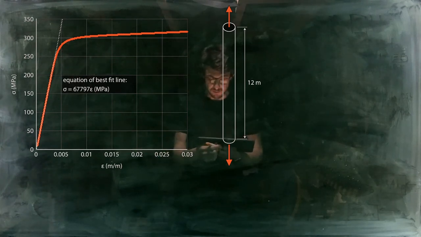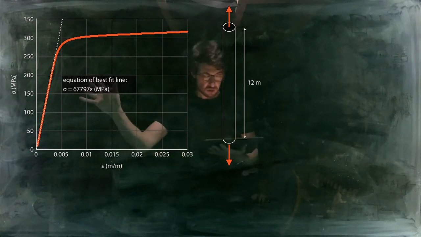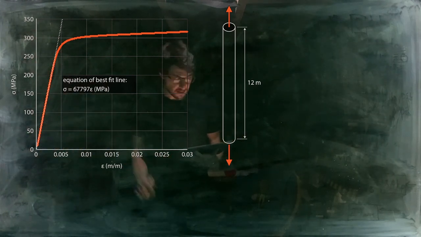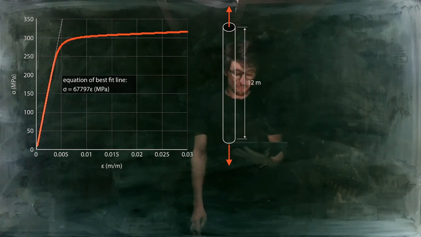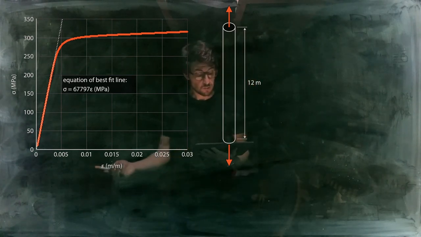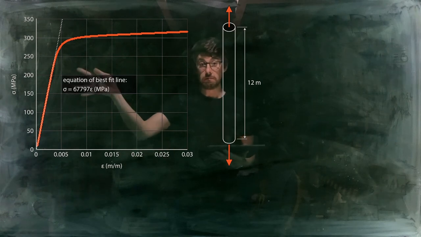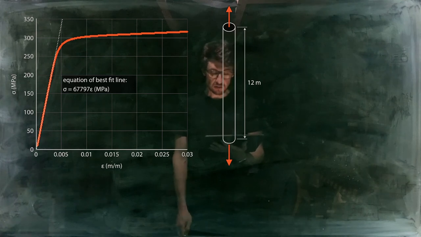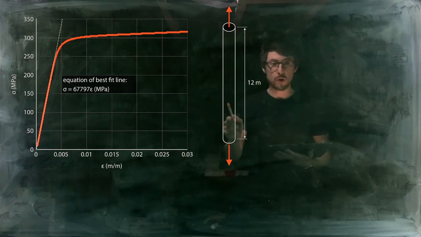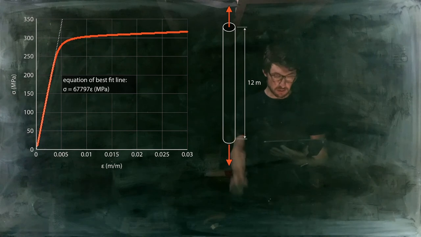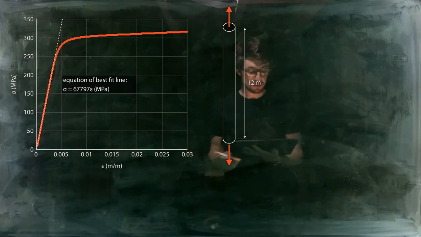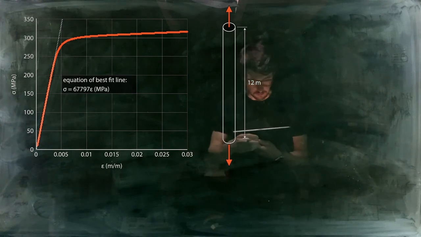Let me read the problem statement now. So we've got stress here and strain along the x-axis. The stress strain curve for an aluminum alloy XYZ is shown below, or right here on the glass in this case. What is the maximum change in length that a 12 meter rod made of the same aluminum alloy XYZ can undergo and still return to its original length when unloaded?